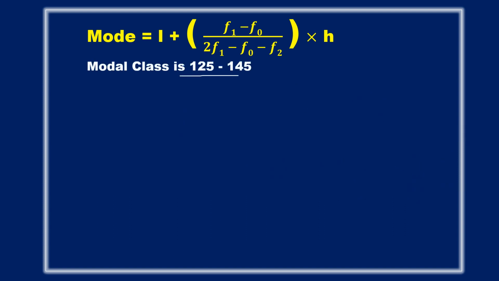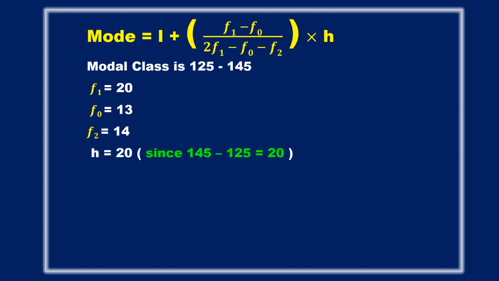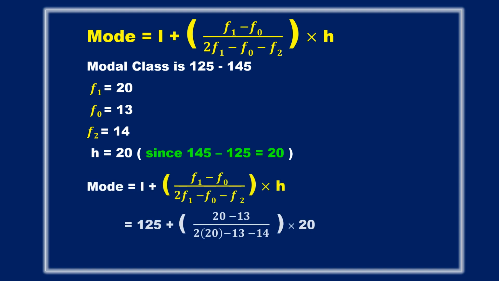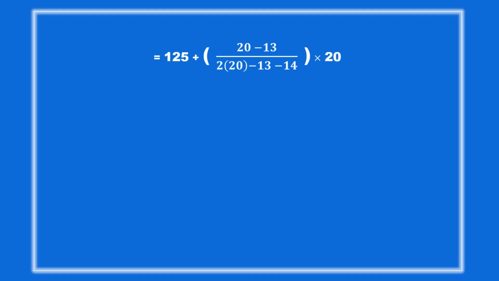Now take all the values. We have modal class 125 to 145. Now take F1, F0, F2 from the table, and H, upper limit minus lower limit. This H will be the same for mean, median and mode. Always you should do upper limit minus lower limit of the median class, modal class, or in the mean. Now take the formula and substitute the values. So I substituted L means 125, F1 is 20, F0 is 13, 2F1 means 2 into 20, next F0 13, F2 is 14, into H is 20.